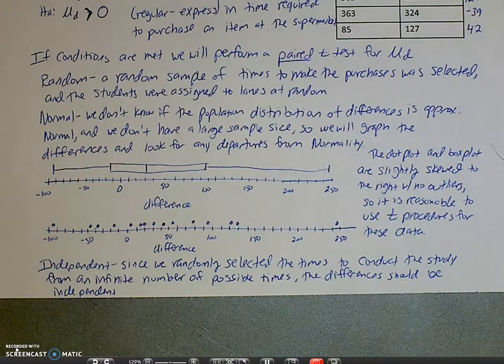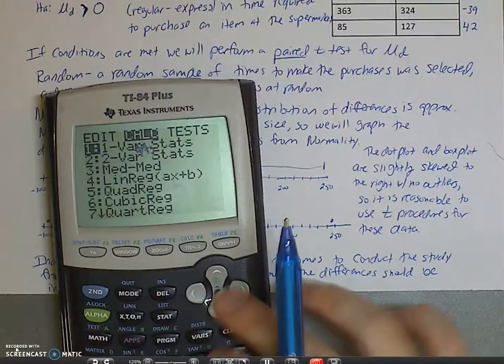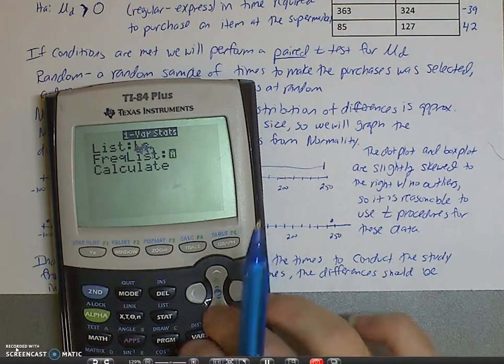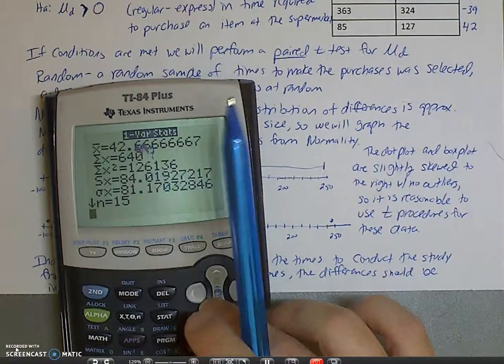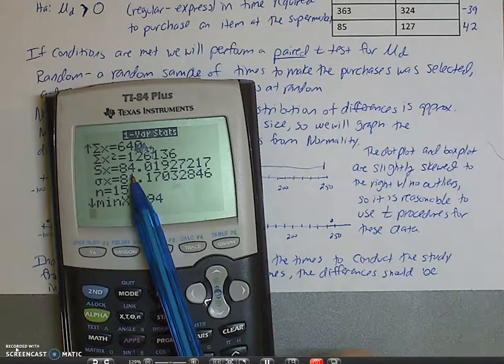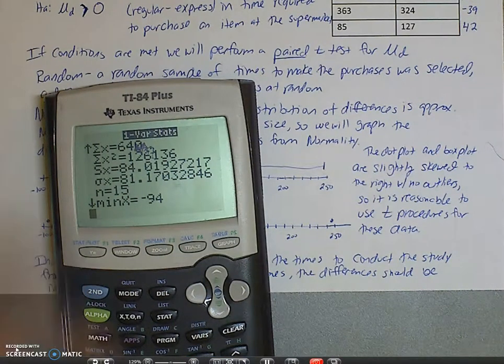All right. So now we have gone through and we have checked our conditions. So now we can go ahead and do our calculations. Now, to do our calculations, we need to know the sample mean and the sample standard deviation for the differences. So in my calculator, this is why it came in handy to have my data in my calculator. I'm going to go to Stat, Calc, 1-Var Stats for list 3 and get my mean difference, which was 42.67, and my sample standard deviation, which is 84.02.